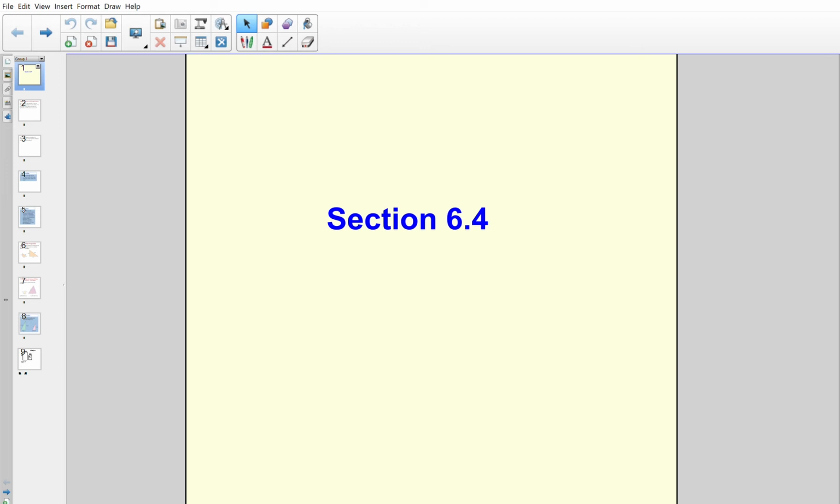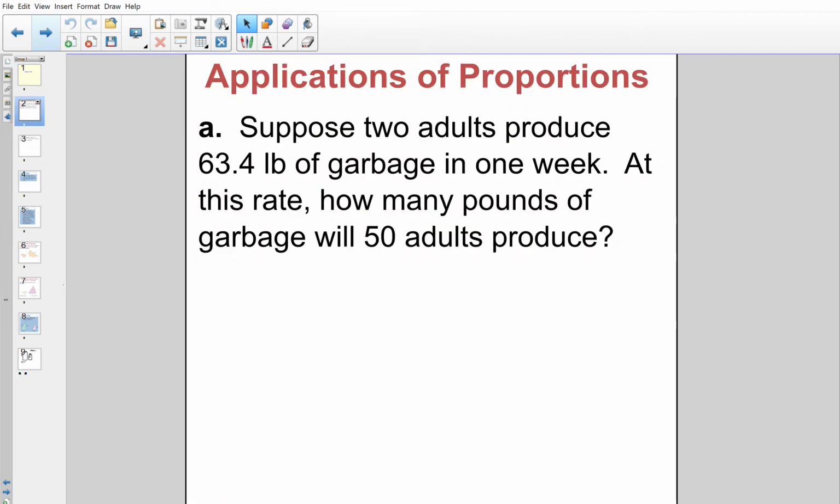Okay, this video is going to cover section 6.4, which is proportions. So we're going to get a little bit more in depth into proportions, kind of look at some word problems. So in this one, we've got, suppose two adults produce 63.4 pounds of garbage in 1 week. At this rate, how many pounds of garbage will 50 adults produce?